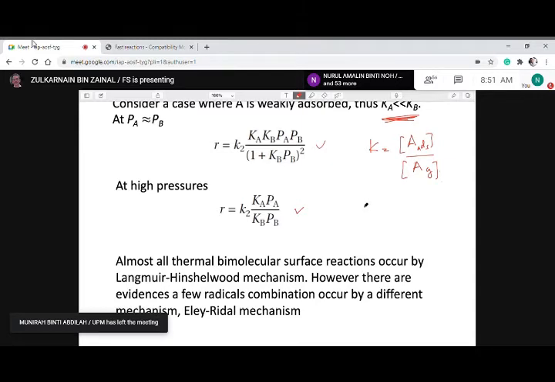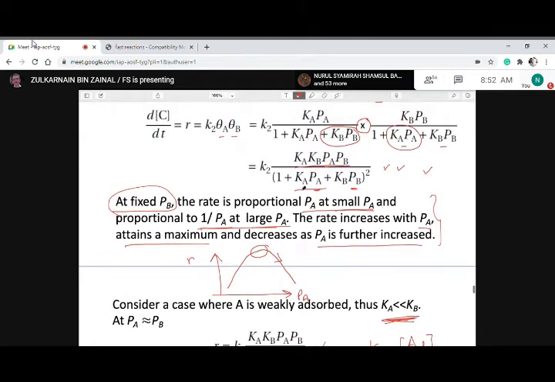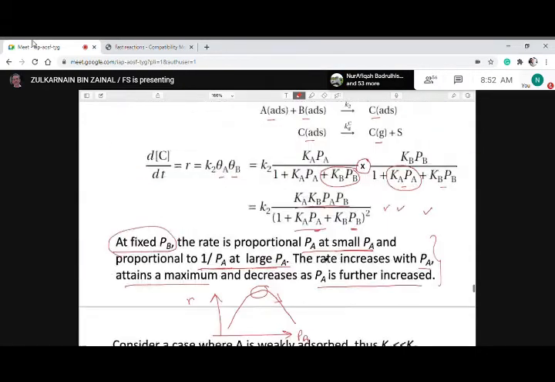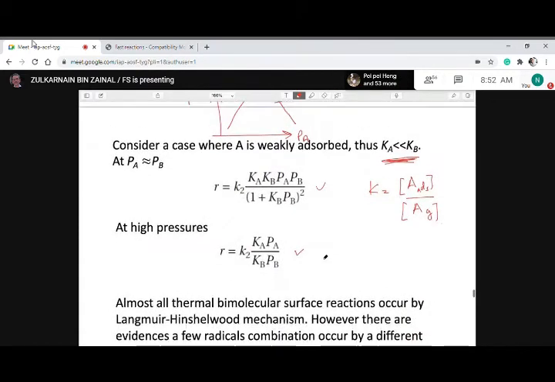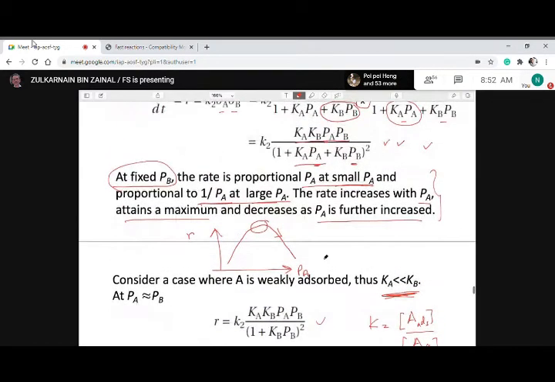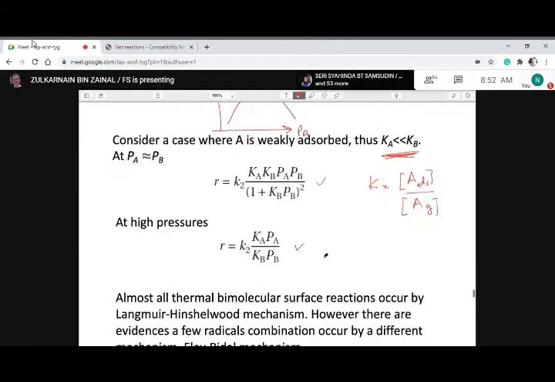So at high pressure, of course the value of Ka Pa and Kb Pb will be very large compared to 1. So you can further simplify the equation, and lastly what you get is K2 Ka Pa over Kb Pb. Okay, so try to do that.